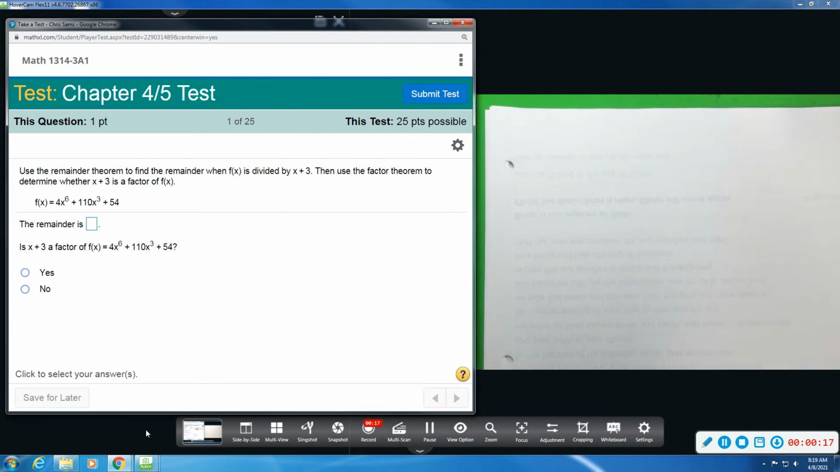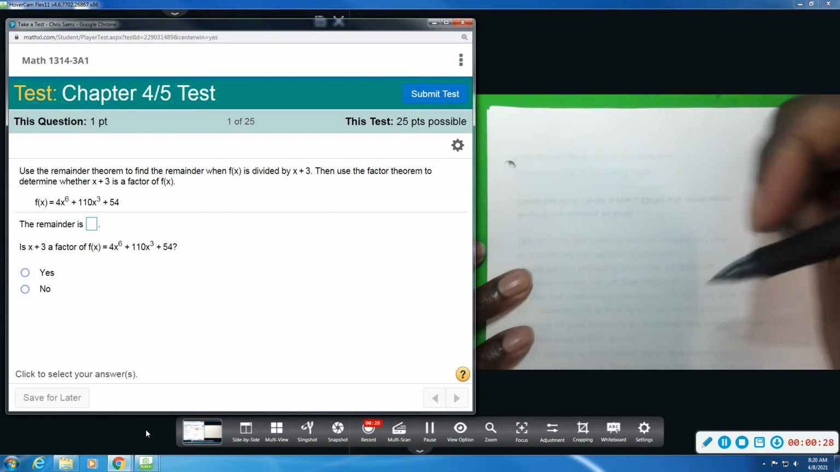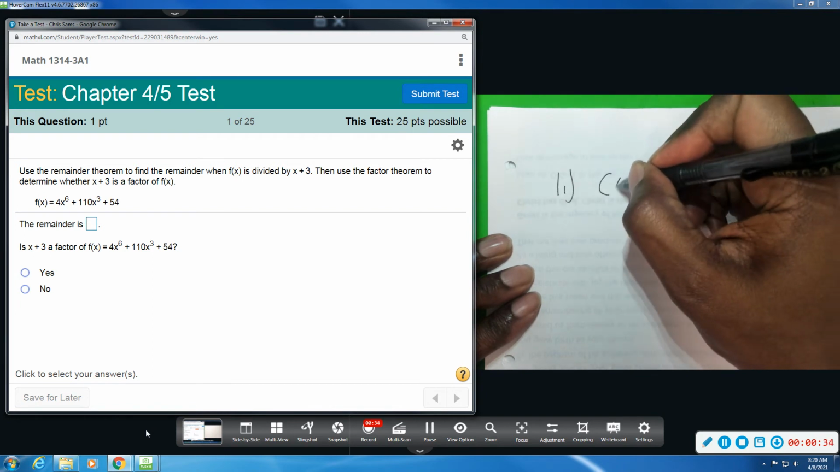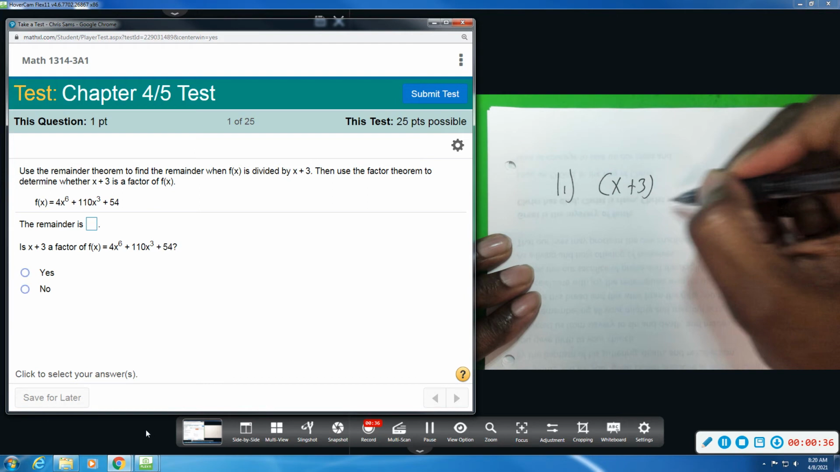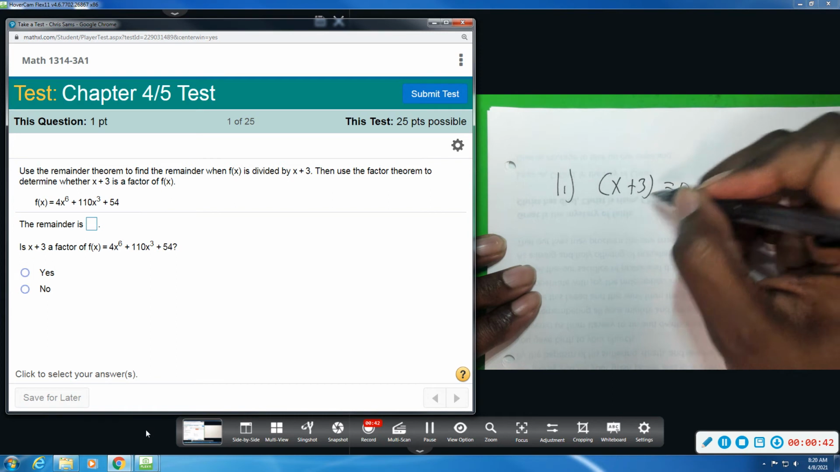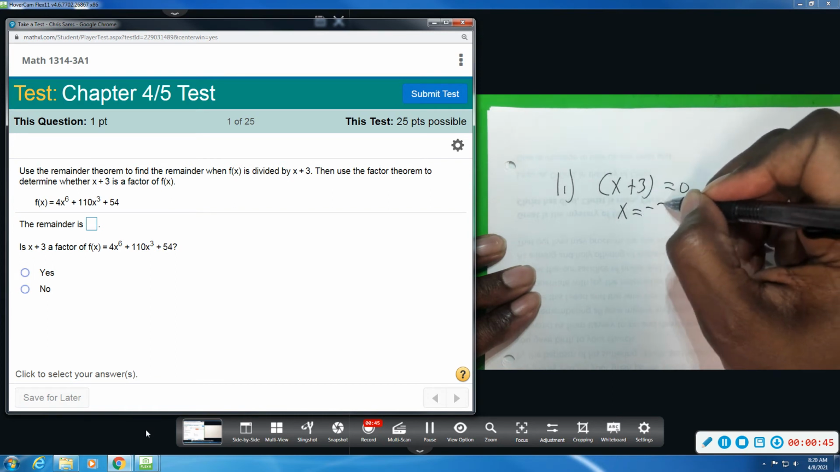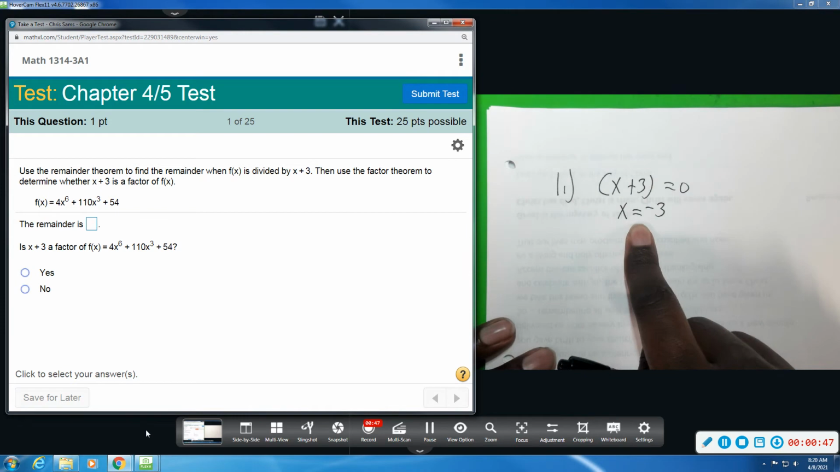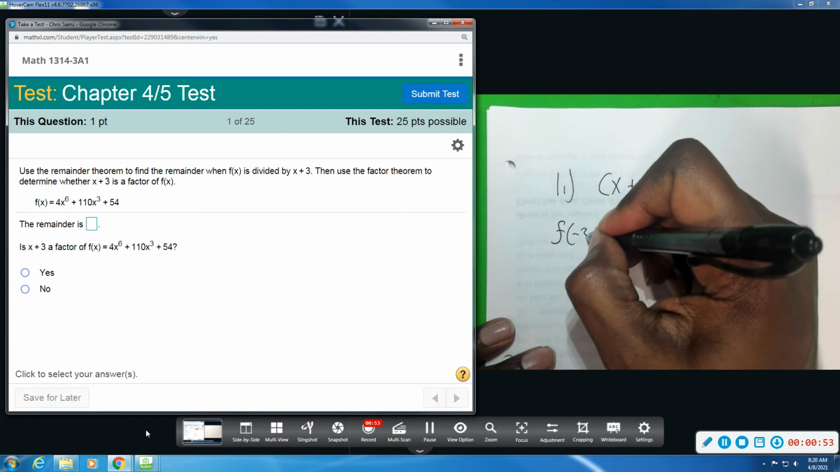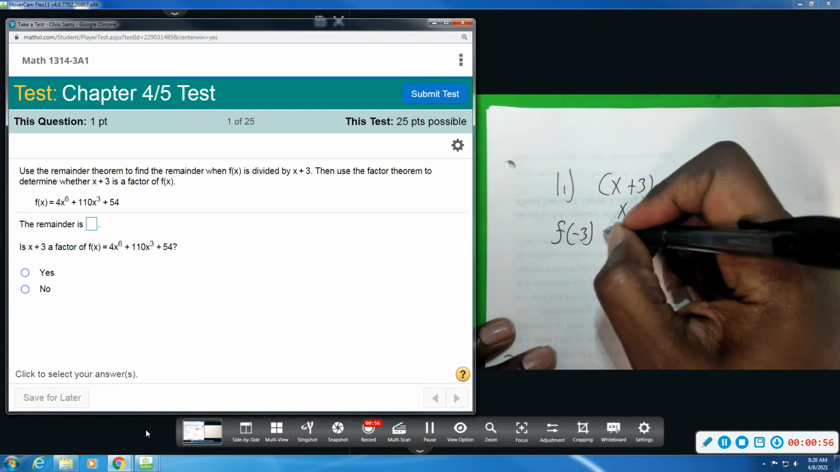So for our first problem, we're going to use the remainder theorem to find the remainder when f of x is divided by x plus 3. Okay, so there's one of two things you can do. One, you take your divisor, which is the x plus 3. It's kind of like your linear factor. You set it equal to 0, and then you find out what x is. So you would subtract 3, and we would get x equals negative 3. So one thing you can do is plug in negative 3. So you can do f of negative 3. And then whatever you get, that would be your remainder. That would be your answer.